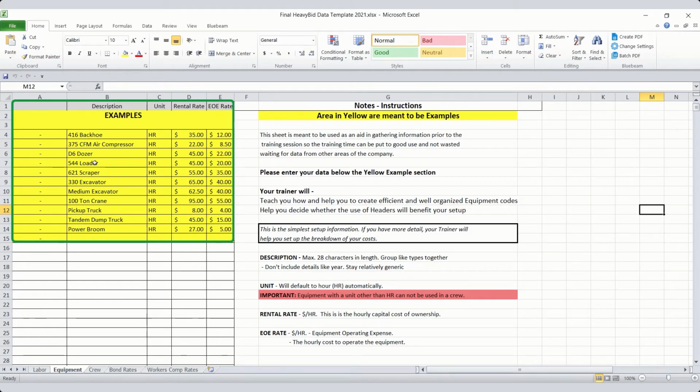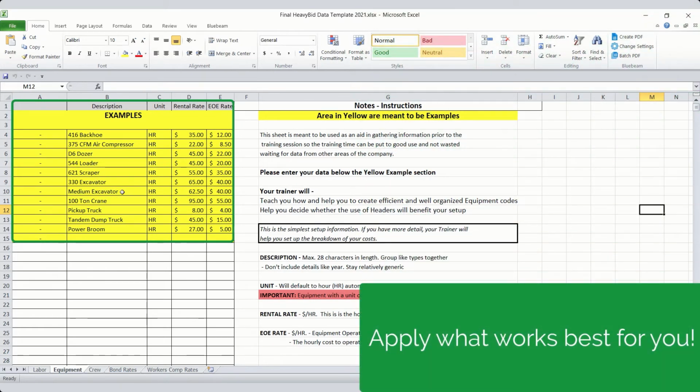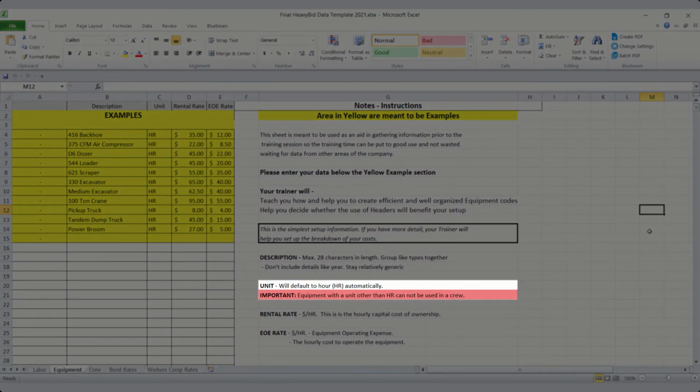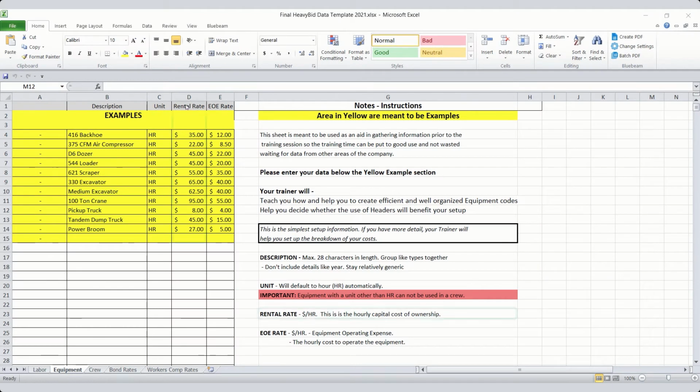Maybe that's too specific. So maybe you might want to say, okay, all of our excavators that are anywhere from 40 to 65,000 pounds fit into our medium excavator class. That's how you're going to do yours. You're going to figure out what works for you. And you may have some that you only have one of, and maybe it's very specific. Okay, so you're going to put your list down here in the white area. And again, by the hour is what the piece of equipment will have to be in order to use it in a crew. The rental rate.